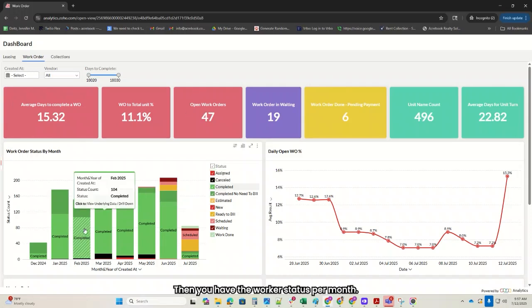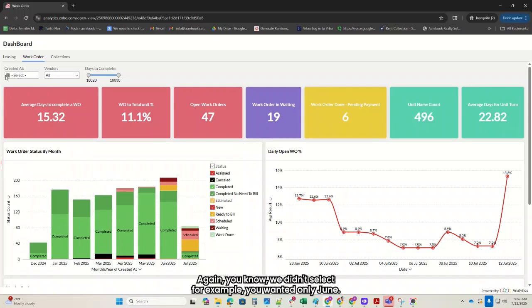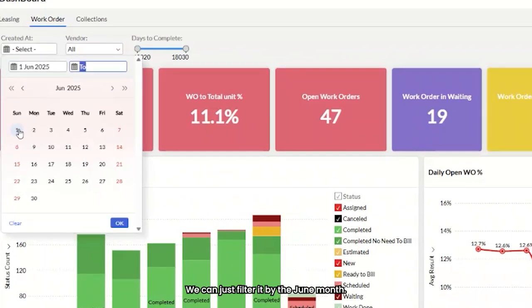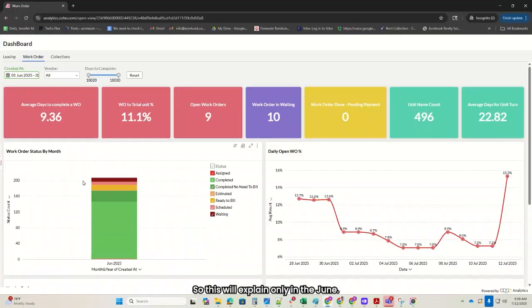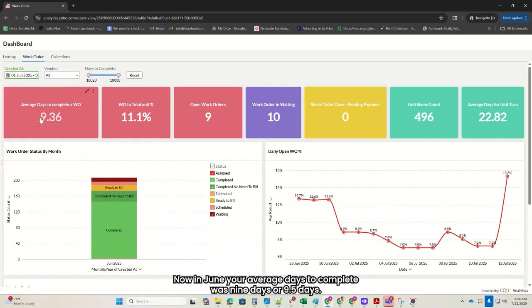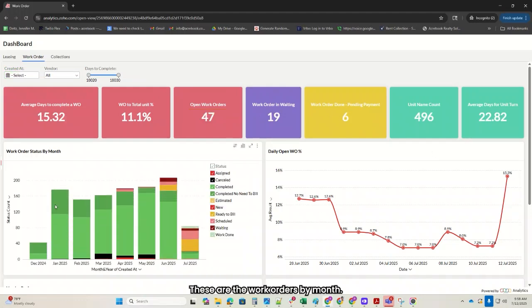Then you have the work order status per month. Again, we didn't select, for example, you wanted only June, we can just filter it by the June month. So this will explain only in June what is the case. This chart, it doesn't matter about this particular date. Now in June, your average days to complete was 9 days or 9.5 days. 11% as open work orders, 9 open work orders that were created in June, and all those things. These are the work orders by month.